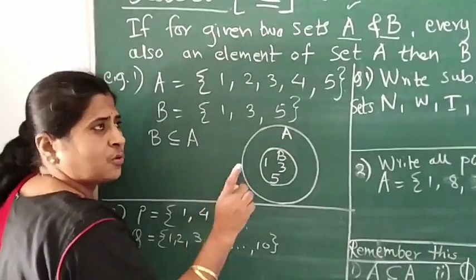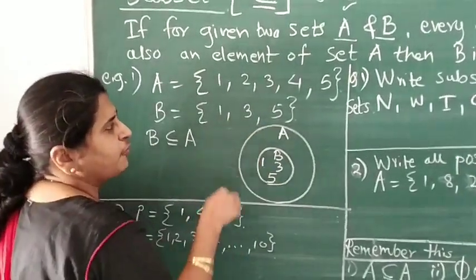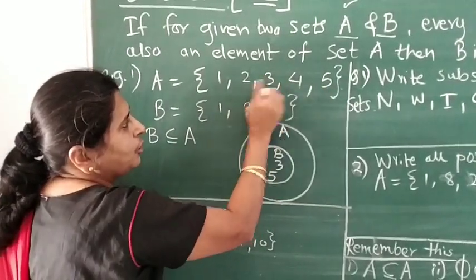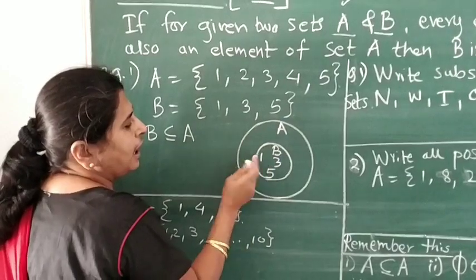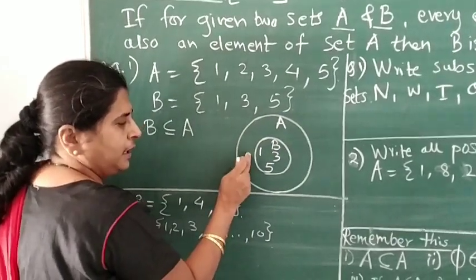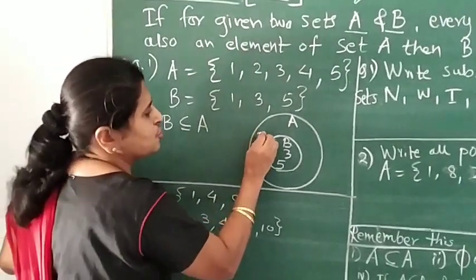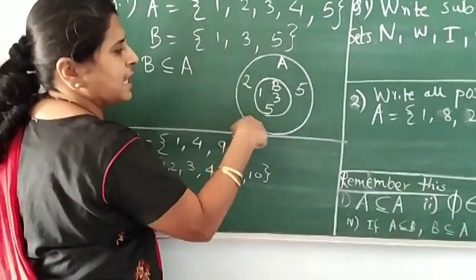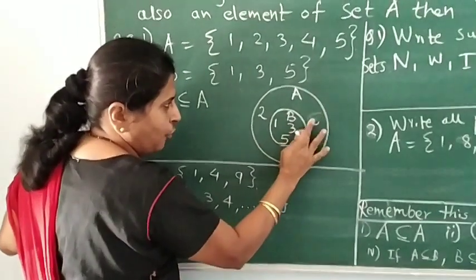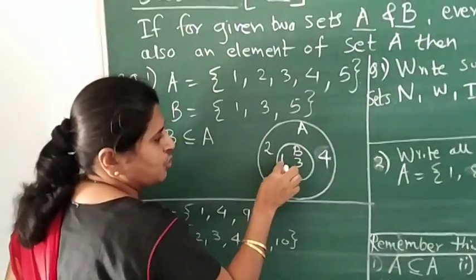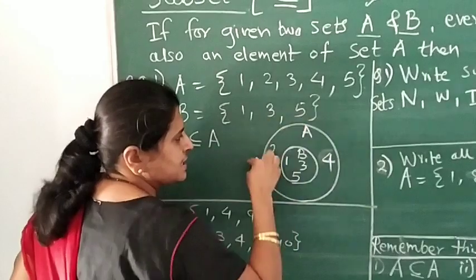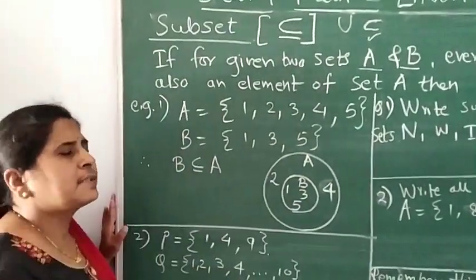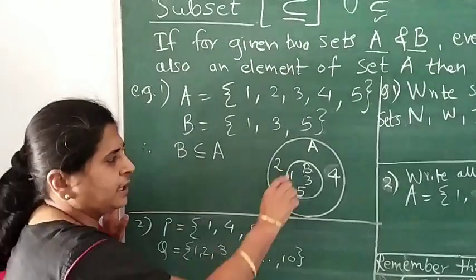Now A contains these 3 elements already. Which are the extra elements in A which are not elements of B? 1 we have taken, 3 we have taken, and 5 we have taken. Remaining are 2 and 4, which we can write outside the smaller circle but inside the bigger circle. So you can write 2 and 4 anywhere there. In all, A has 1, 2, 3, 4, 5 in circle A, and circle B contains 1, 3, 5. So symbolically we can show this on a Venn diagram.